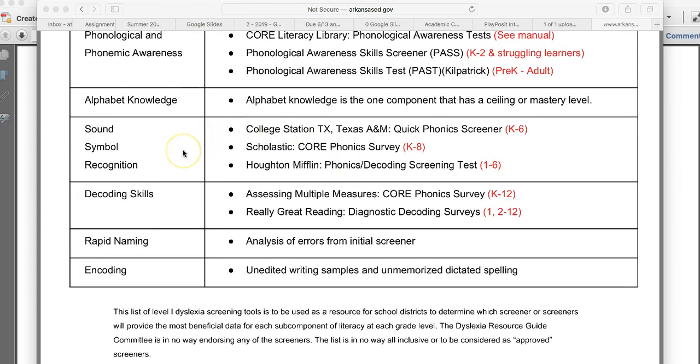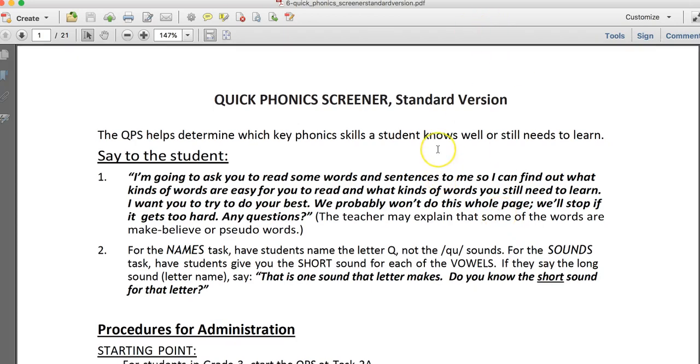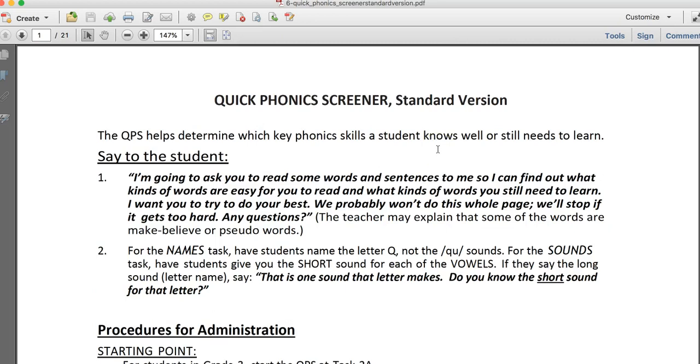So now we are at the sound symbol recognition, and of these suggested assessments, we haven't addressed any of these yet. So I chose for us to look at the quick phonics screener, and that's the one that you are going to administer. So I have linked you to, or attached, the quick phonics screener so that you have the directions, and I thought I would just go through it real quickly with you.